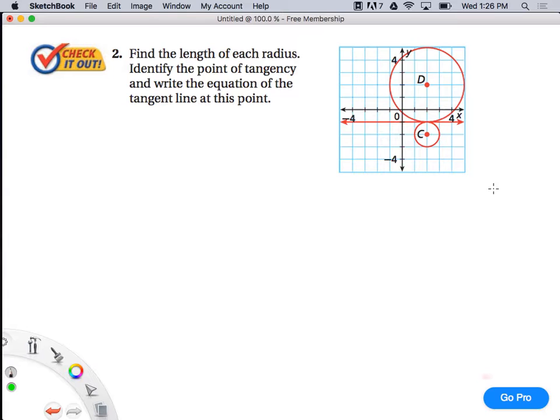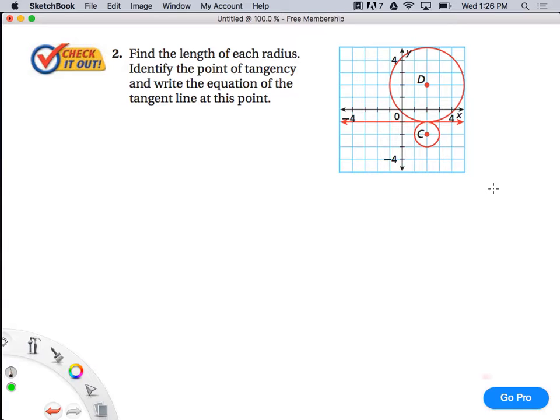Where's the point of tangency? Externally, there. That's the point of tangency. What are the coordinates of that point? Over 2 and down 1, so 2, -1 is the point of tangency. Does that make sense?